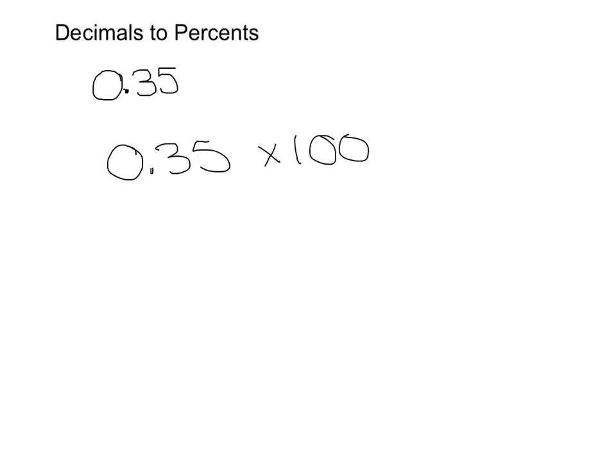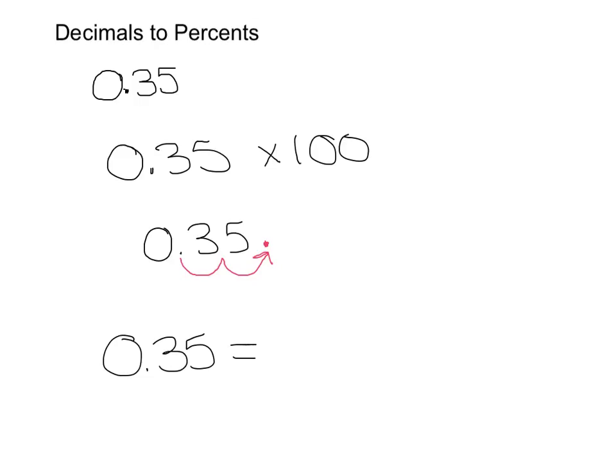Well, there's another trick for multiplying by 100. When we divided by 100, it was the same as moving the decimal 2 places to the left. Now, when we multiply by 100, that's the opposite, so we're actually going to move the decimal 2 places to the right. 1, 2, and your decimal comes right after the 5. So now we have 35 as our answer. So 0 and 35 hundredths is equal to 35%.